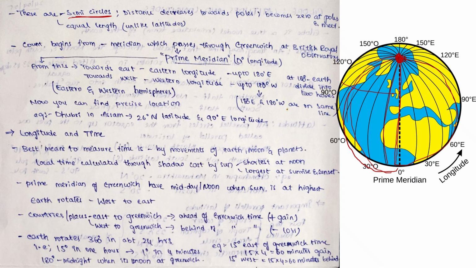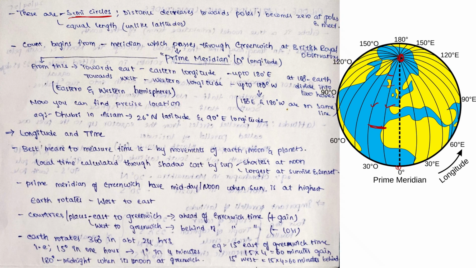Whereas latitudes are circles round the earth and they do not meet, they are parallel. But longitudes meet at the poles and the distance between them decreases towards the poles. So here you can see the distance is more and here the distance is less between these two longitudes. So the distance between the longitudes decreases and they meet at the poles.